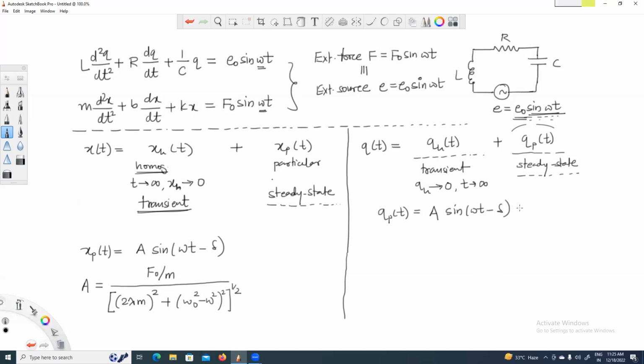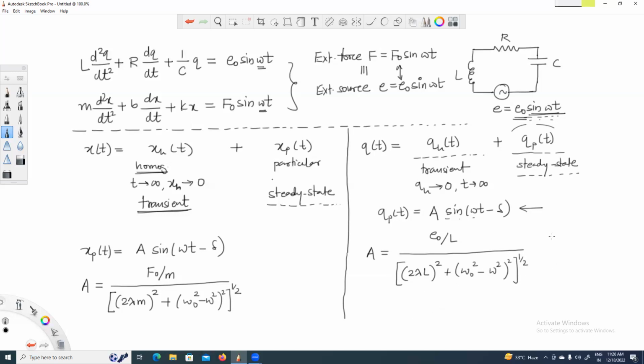So if you look at the solution, my steady state will keep oscillating between these limits plus A and minus A, with this periodic nature. And if I compare this here, instead of F naught, I have E naught. For this m, I have the inductance L, divided by the bracket: the first term, with lambda again, is 2 lambda omega squared, plus omega naught squared minus omega squared, bracket squared, raised to half.